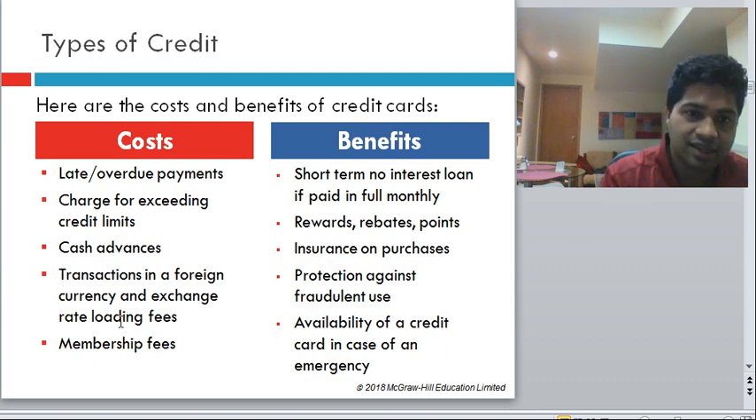Transactions in foreign currency and exchange rate loading fees. So these are significant fees, and membership fees.